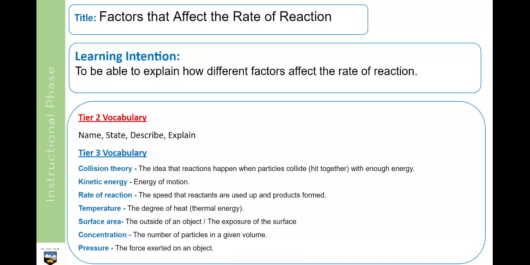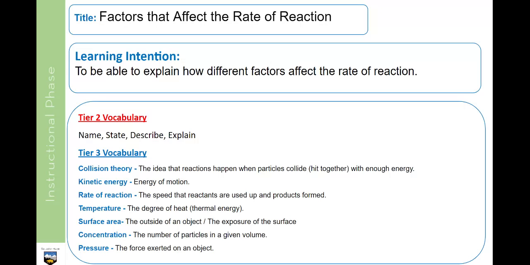Now, we've looked at these keywords last lesson, okay? So remember, we learned about the collision theory, which explains that in order for a chemical reaction to happen, the particles must collide with enough energy. Remember, we looked at kinetic energy being the energy of movement, the energy of motion, and all particles have some degree of kinetic energy. Rate of reaction, the speed that reactants are used up and form products.